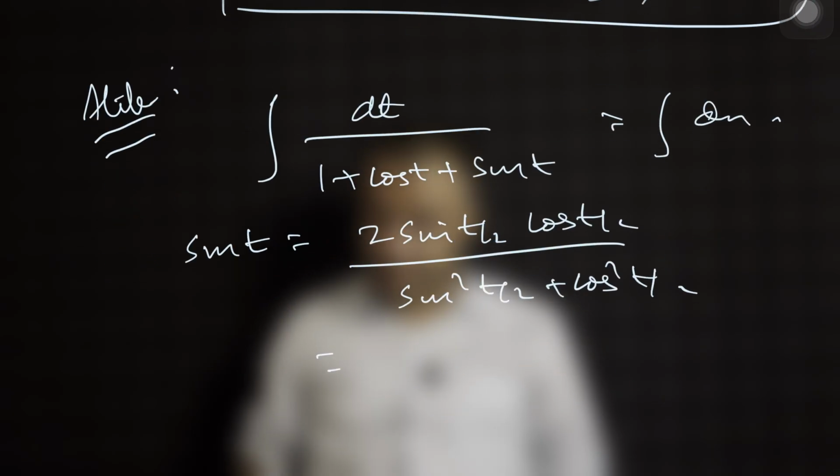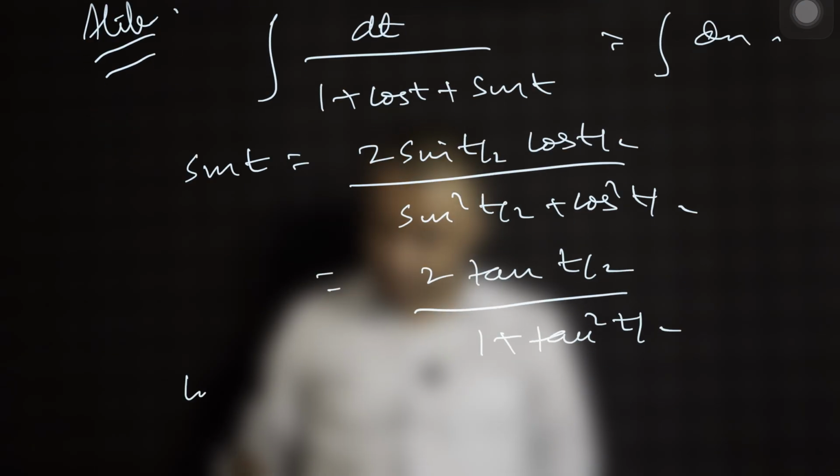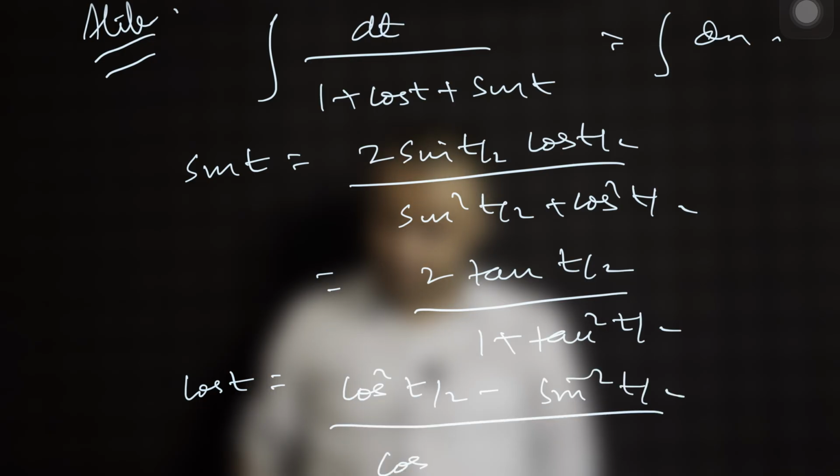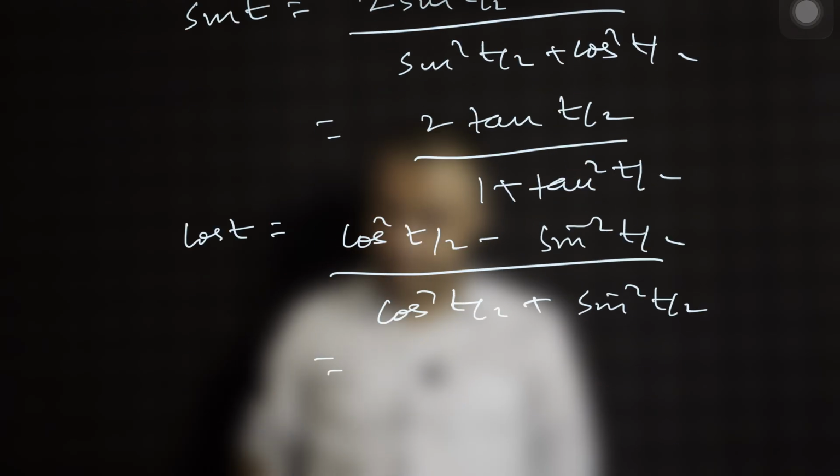So if I divide numerator and denominator by cos square t, this is 2 tan t by 2 upon 1 plus tan square t by 2. Similarly, cos t can be written as cos square t by 2 minus sin square t by 2 upon... So if you have forgotten the formula, not an issue, I am just deriving it for you in very quick time.